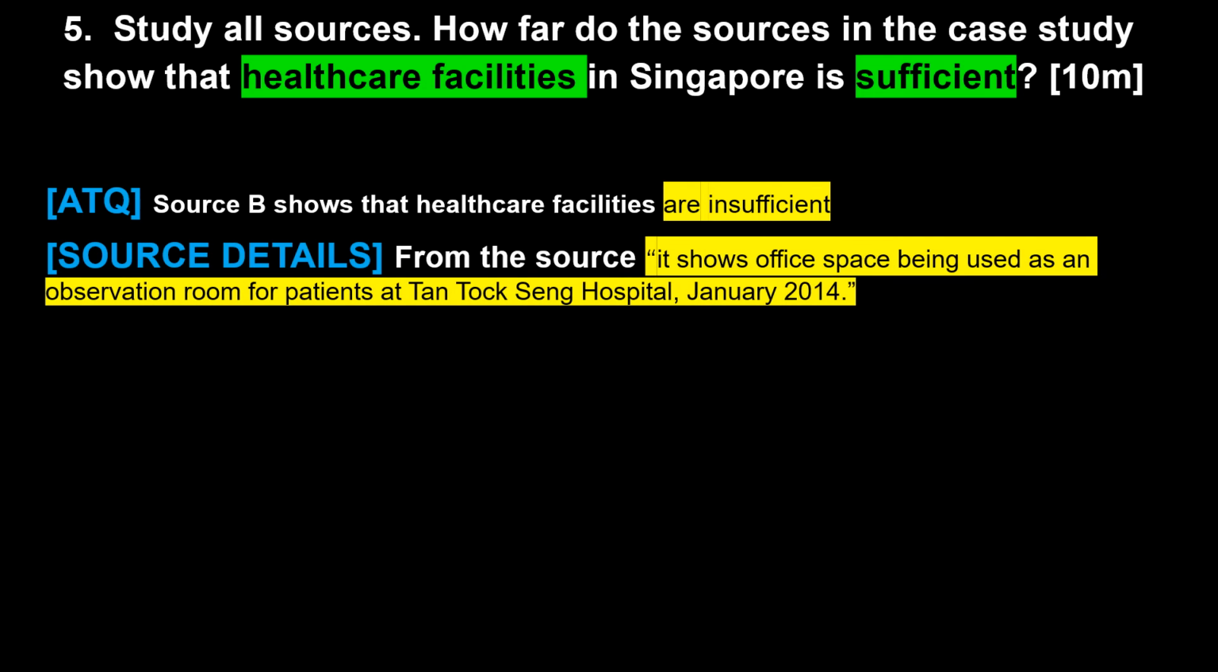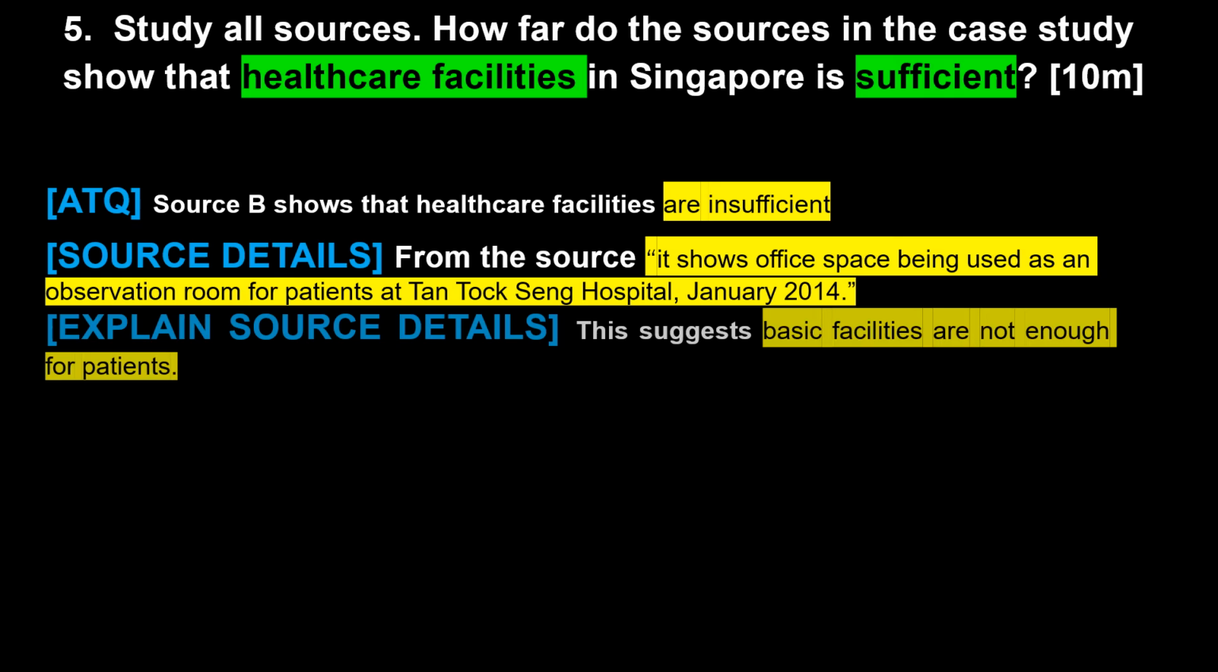Okay, give the source details. Okay, from the source, it shows the office space being used as an observation room for patients at Tan Tock Seng. So sometimes when you have a picture like this, right, you can copy from the words or the sentences that are above the picture. We call that the provenance. All right, and explain the source details. So this suggests that basic facilities are not enough for patients. Right, insufficient, right? We're talking about insufficient.